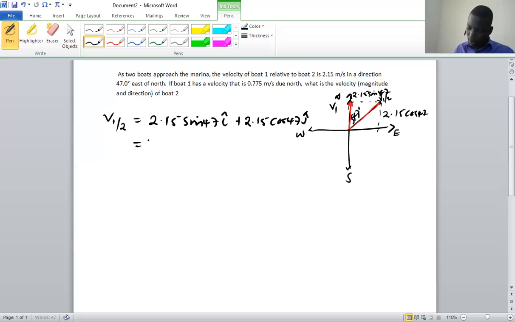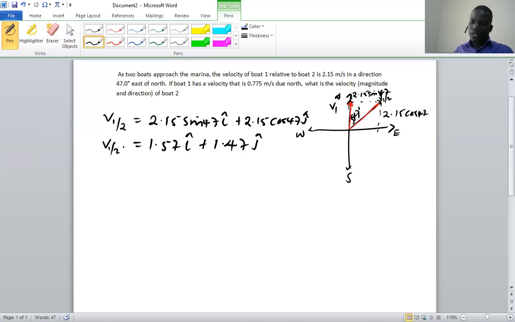So we can punch that in, and we get 1.57 i plus 2.15 cos 47, which gives 1.47 j. So this is our relative velocity in component form.